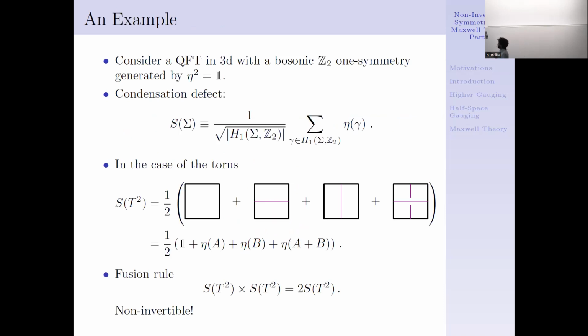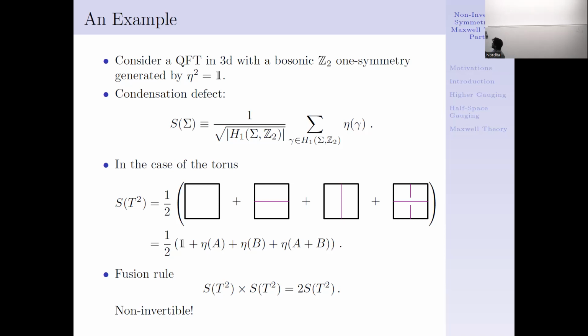Let me show you how we can explicitly calculate fusion rules for condensation defects, which later we're going to use in the Maxwell theory. So again, let's focus on 3 dimensions to be able to draw some pictures. And let's consider a Z2 one-form symmetry. So we have a line eta, whose square is 1. And we define the condensation defect by this sum.